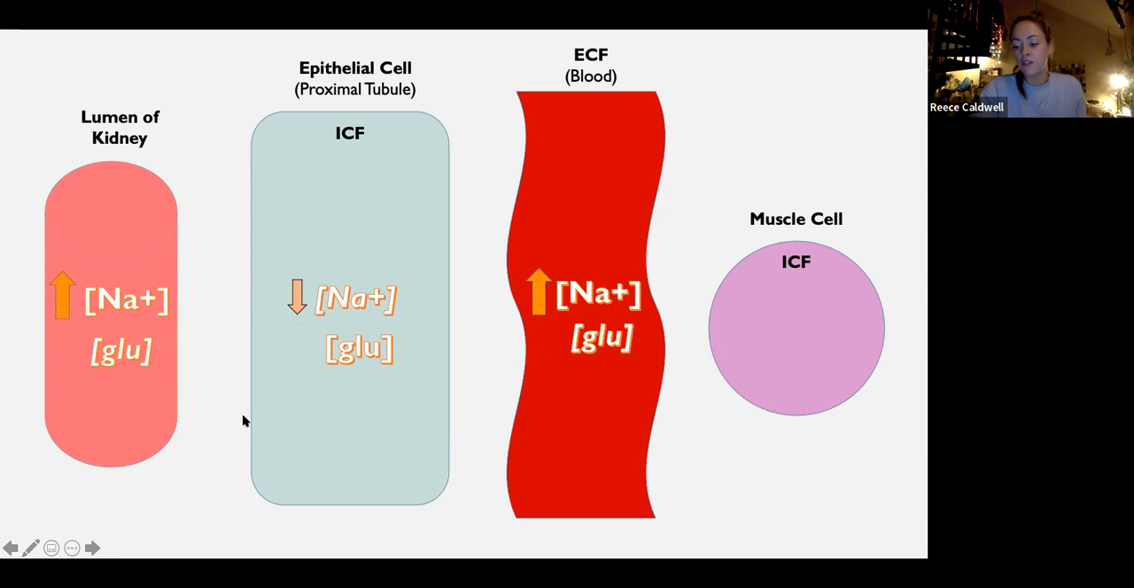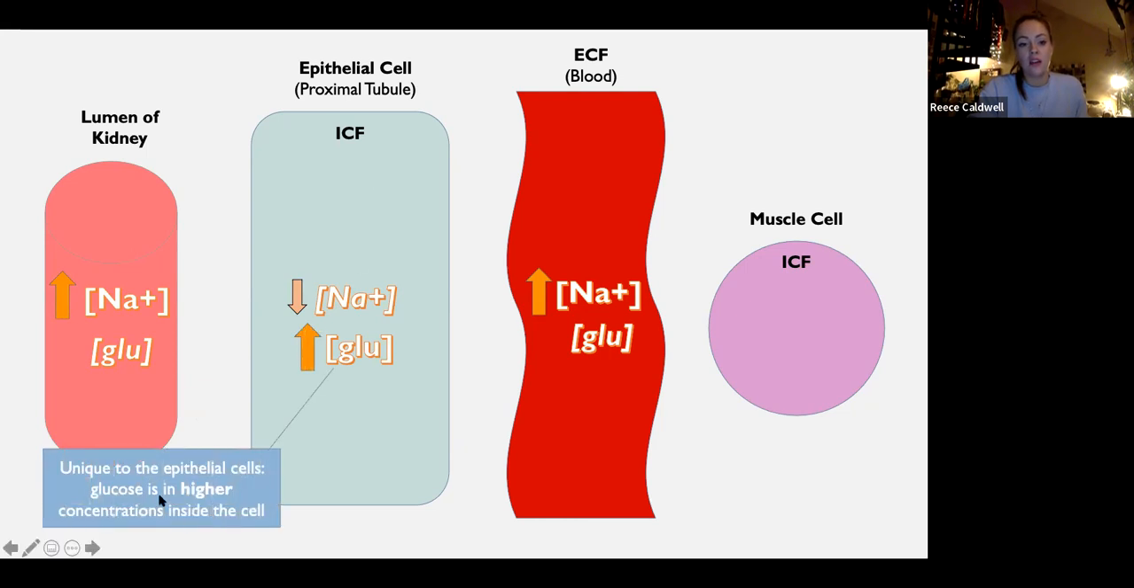Now, if you remember back to the first problem that we saw, glucose is normally higher outside of the cell. However, there is one unique situation, and that's with epithelial cells. Unique to epithelial cells, glucose is in higher concentrations inside of the cell. This is the only situation where glucose is going to be higher inside of the cell. In all other cells, like our muscle cells, our liver cells, etc., glucose will be in lower concentrations inside. However, with our epithelial cells, glucose is in higher concentrations inside of the cell.